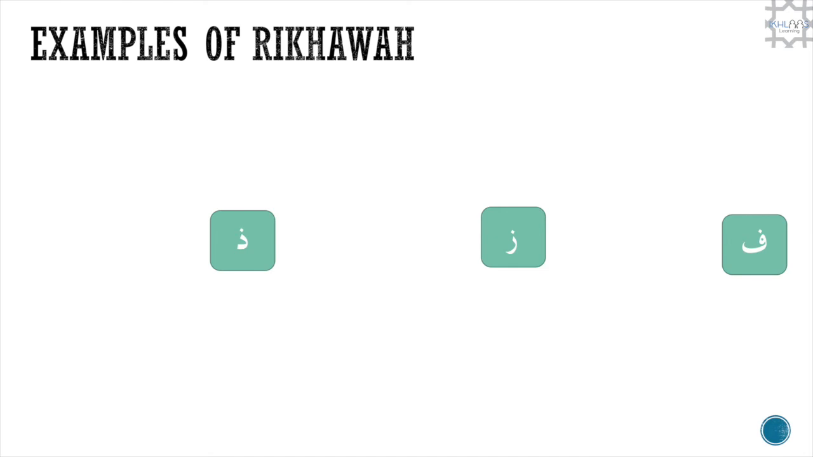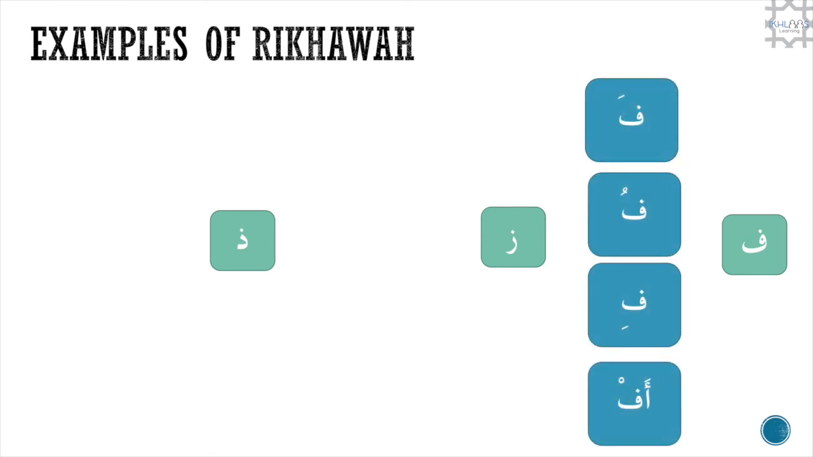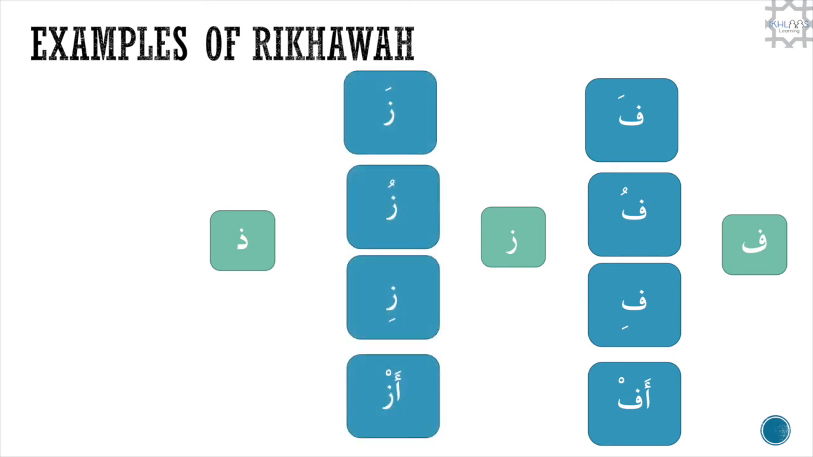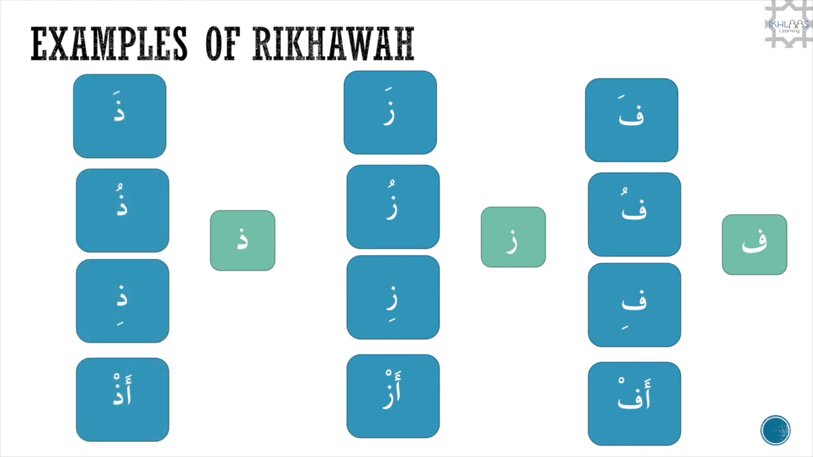Examples of RIKHAWAH: for the letter Fa, Fa, Fu, Fi, Af. For the letter Za, Za, Zu, Zi, Az. For the letter Dhal, Dha, Dhu, Dhi, Ar.